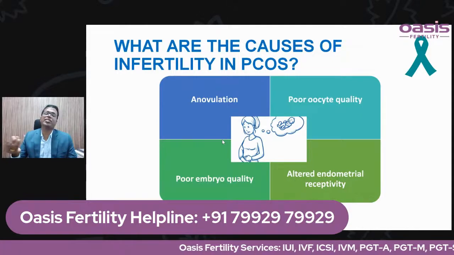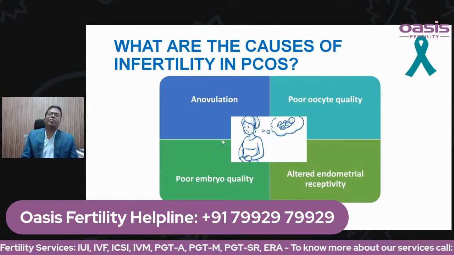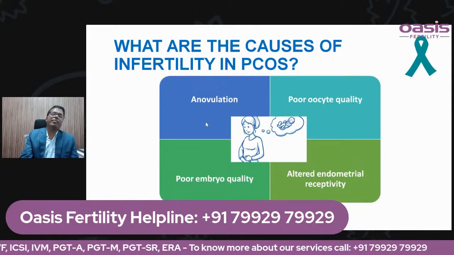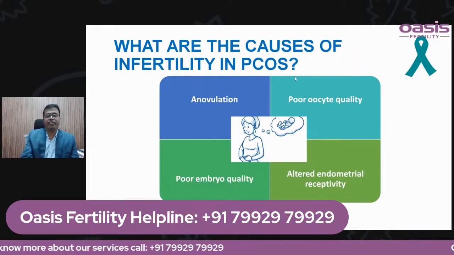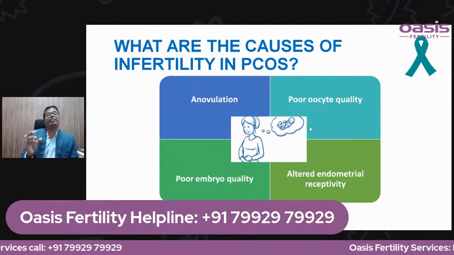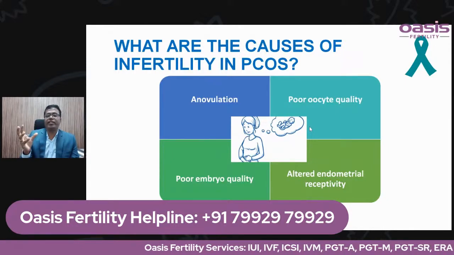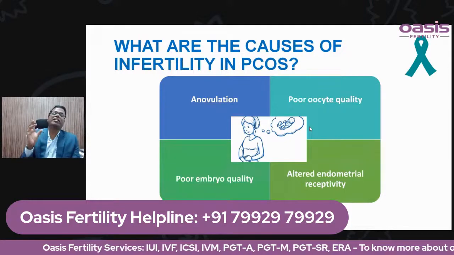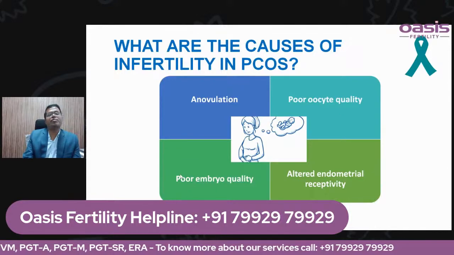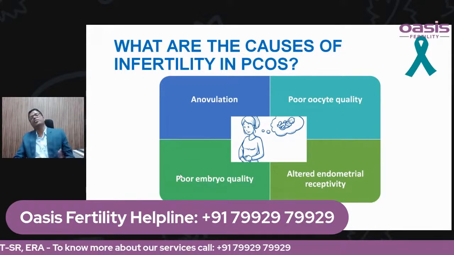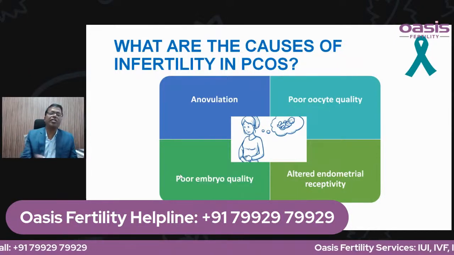So if there is anovulation, if the oocyte is not releasing, the egg is not coming out, then how will there be fertilization? So the most common cause of infertility in PCOS is anovulation, meaning she is unable to ovulate. Another is poor oocyte quality. Even if she is ovulating and the eggs are coming out, these eggs are very poor in quality, so they cannot fertilize and produce a child. And even if there is fertilization, the quality of the embryo is again compromised. So even if it gets fertilized, the embryo, because of its poor quality, is unable to grow, so she is not continuing her pregnancy.